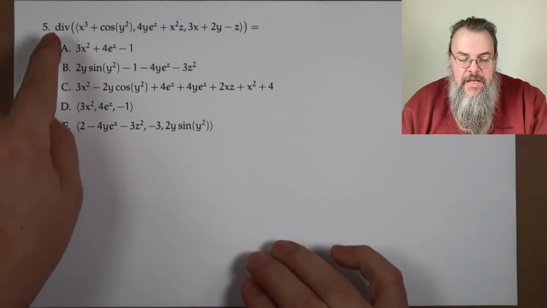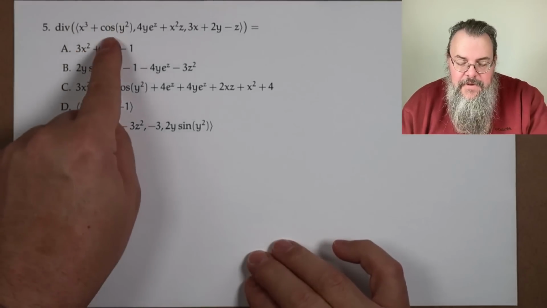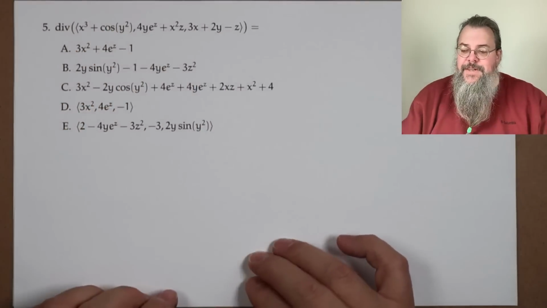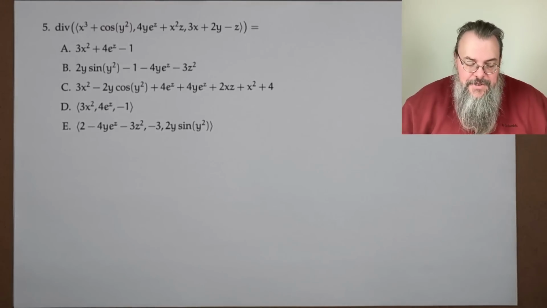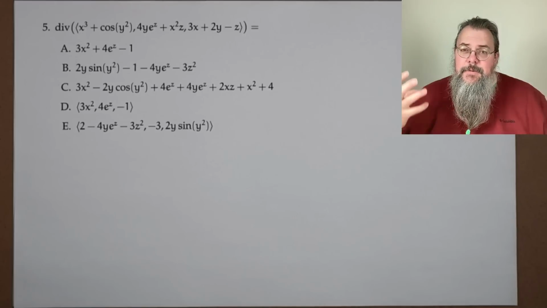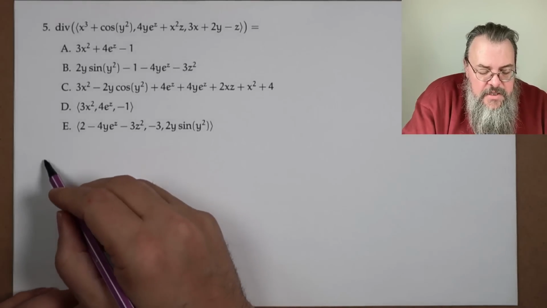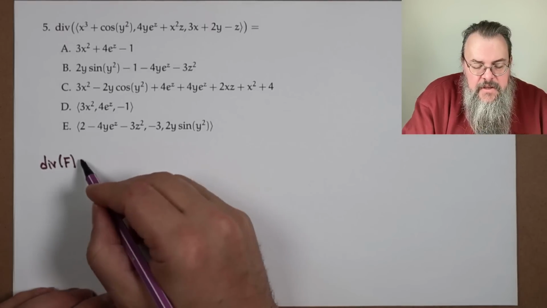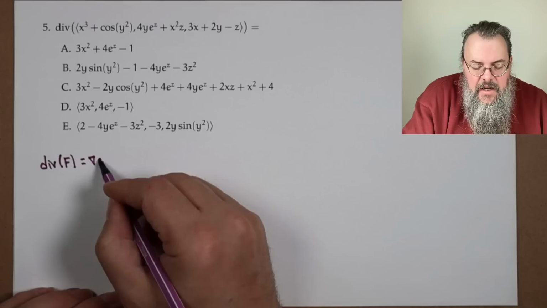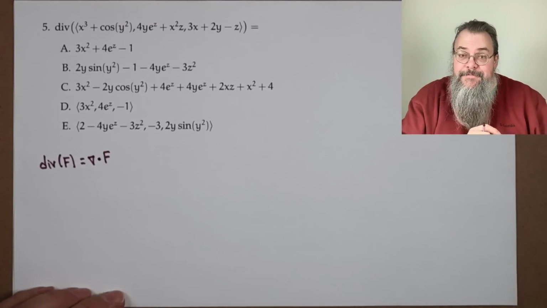We're asked to take the div, which is short for divergence, of this vector-valued function. All right, now what is the divergence? So divergence is applying that del operator, sometimes you call it nabla. So the divergence of a vector-valued function f is equal to del dot f. So it's the dot product one.